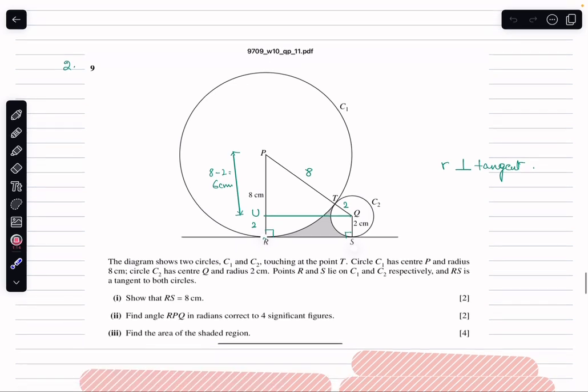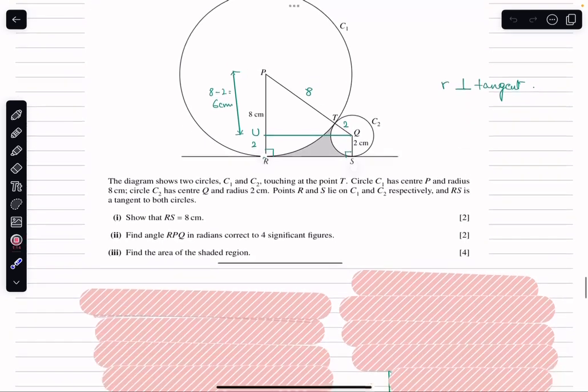Part 1 says, show that RS equals 8 centimeters. From R to S, this should be equal to 8 centimeters. If I draw a line parallel to RS, let's call it UQ, then UQ shall also be equal to 8 centimeters. Meaning if I prove that UQ is 8 centimeters, it will mean that RS will also be equal to 8 centimeters. So let's start working on it.